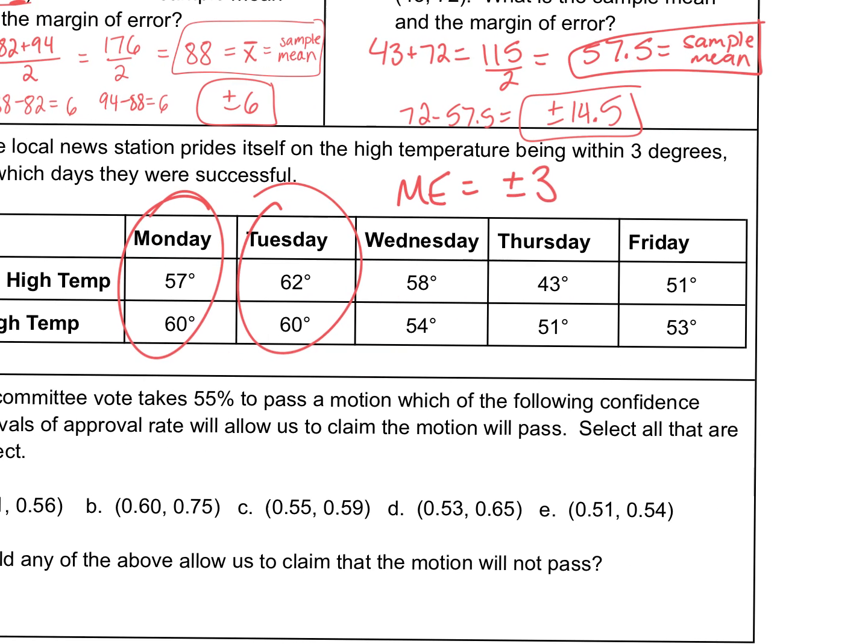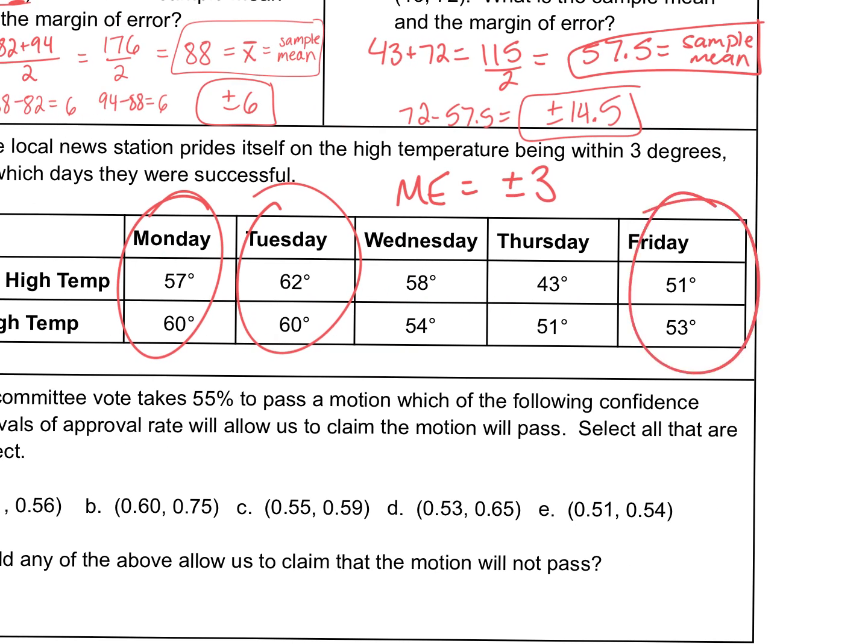Monday, Tuesday, and Friday, okay? Those were all within a margin of error of plus or minus 3. So give or take 3 degrees is basically all that margin of error means, okay? Wednesday and Thursday, they were too far off, okay? 58 and 54, those are 4 degrees off, which is out of my range, okay? And 43 and 51, that is 8 degrees off, which again is too high, okay?